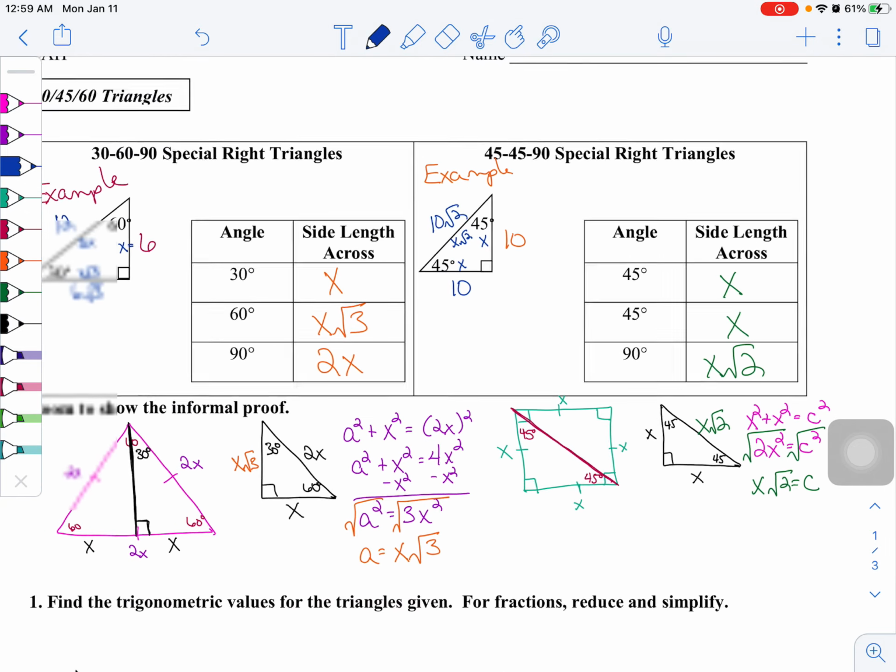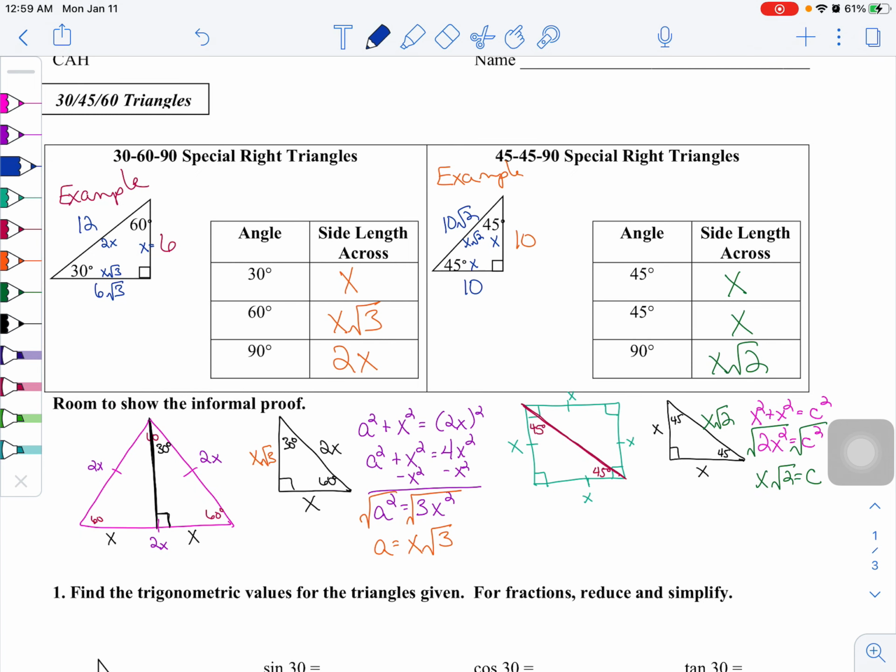All right, I'm going to go ahead and cut the video here. This, again, was just to give you an introduction into the 2 special right triangles. The next video is going to take the 30, 60, 90 and 45, 45, 90 and figure out all of the trig values for those angles, the 30, the 60, and the 45-degree angle.